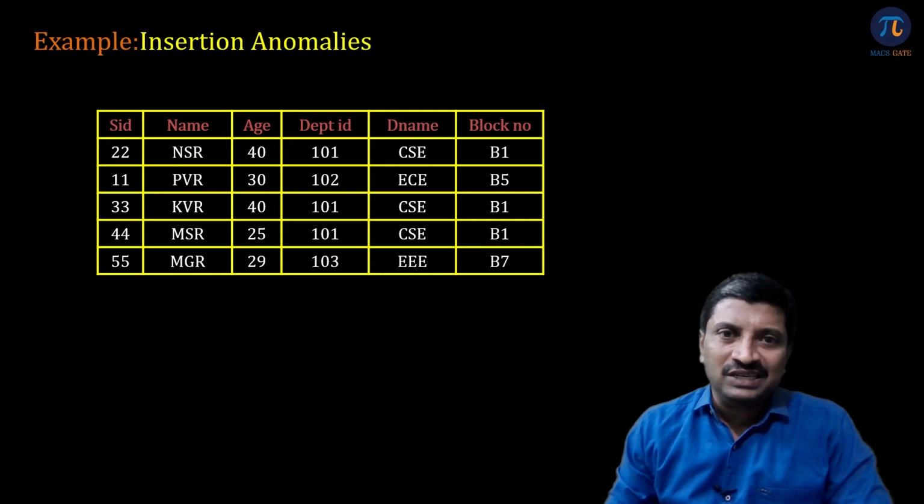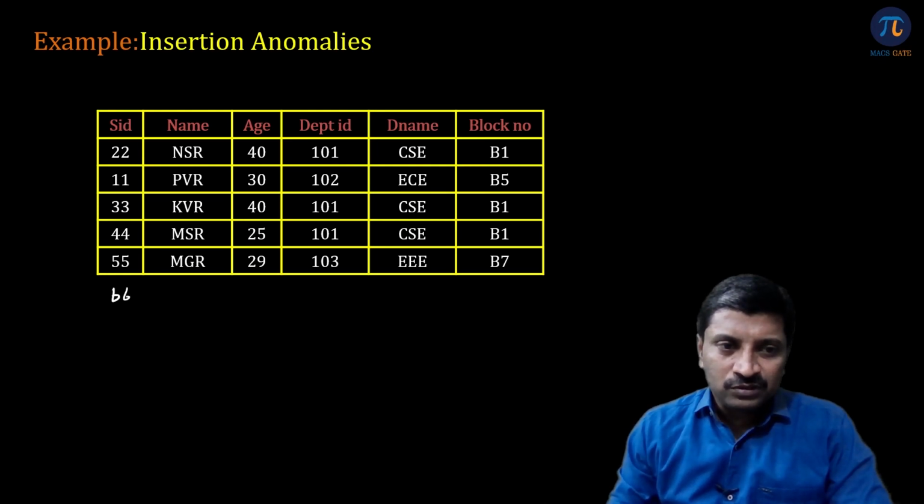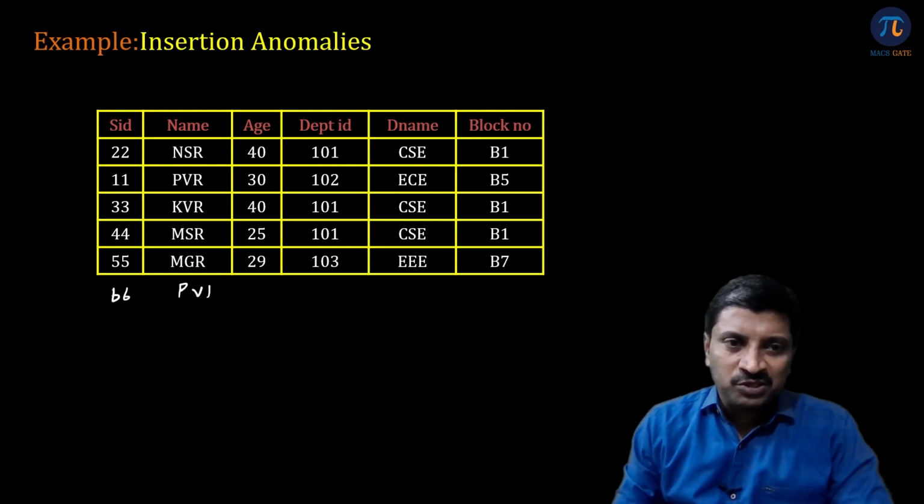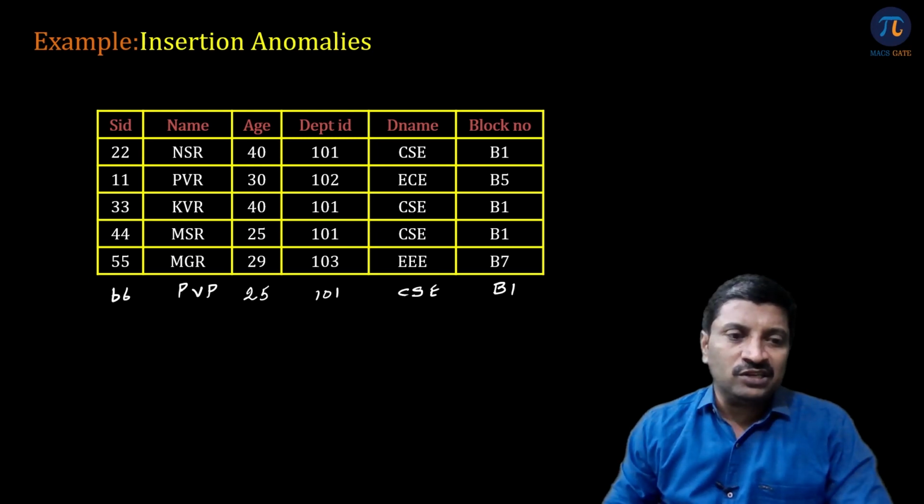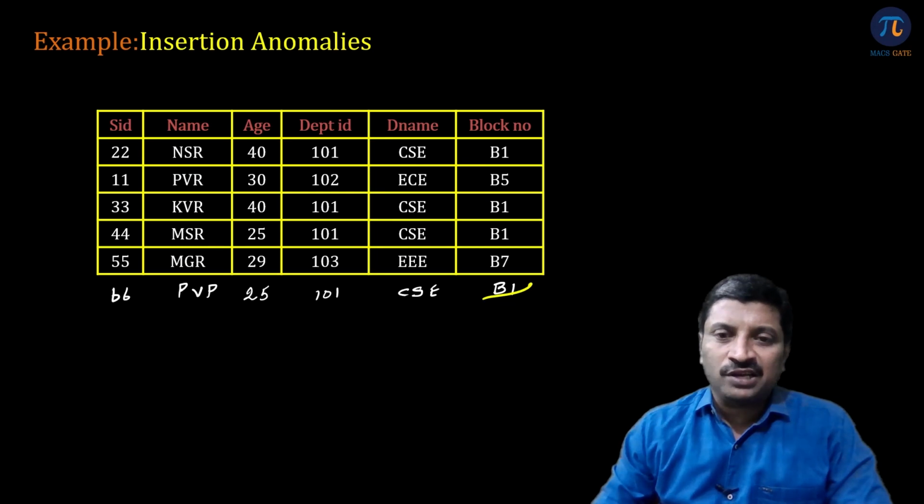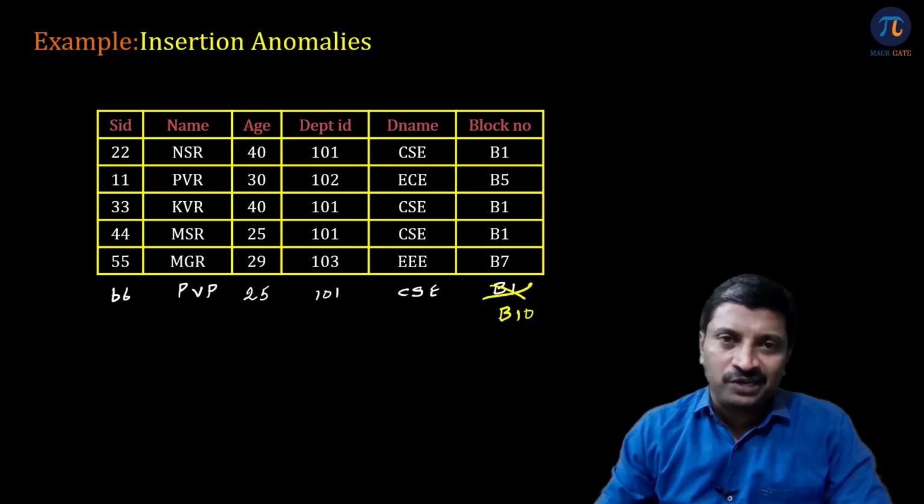The next one is insertion anomalies. Suppose we are trying to insert a new record with the attribute values 66. Assume the name is PVP and age is 25. Suppose he is joining the department 101. Then we are supposed to enter the details like this: 101 CSC B1. These are the details which we are supposed to enter. Instead of this, by mistake, instead of B1, we entered the block number as B10.